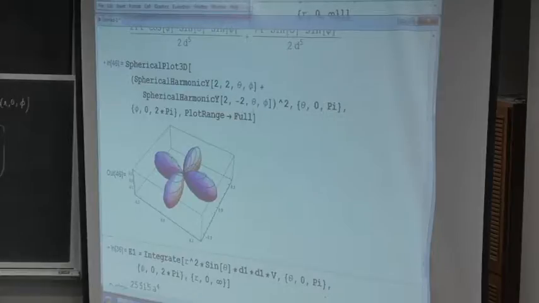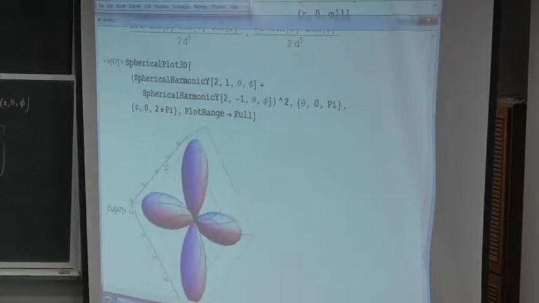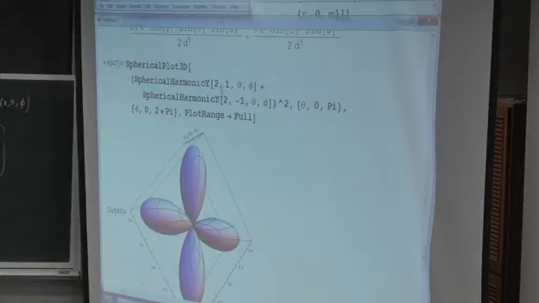This is the dx² minus y². Likewise, I can plot this. I'm just worrying a little bit about the complex conjugates. Okay, so this is another thing. This is another one of them. Likewise, I can plot all of these d orbitals.